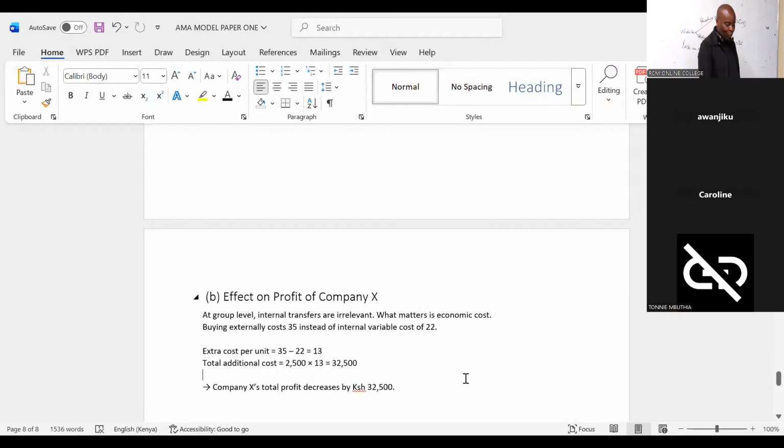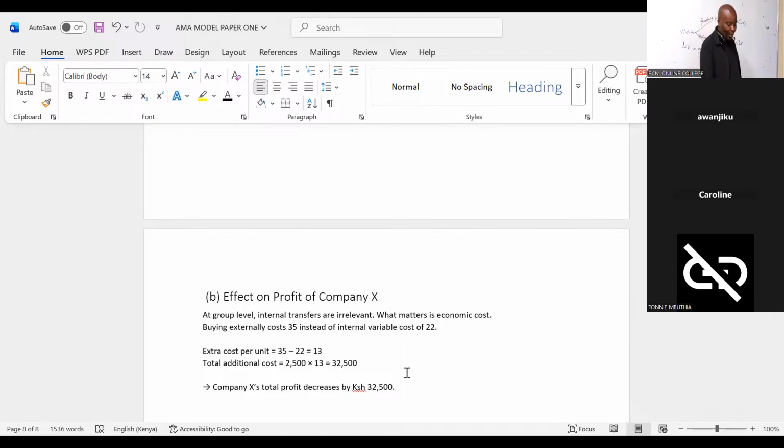So at group level, internal transfers are irrelevant. What matters is the economic cost. Buying externally costs 35 instead of the internal variable cost of 22. So the extra cost that you're going to lose there is 13. So 13 times 2,500 gives us 32,500.